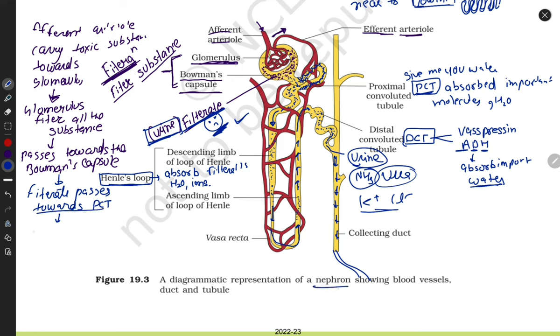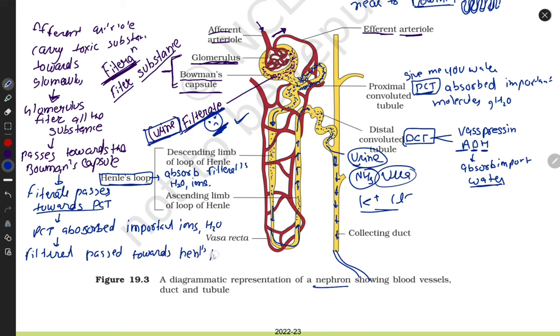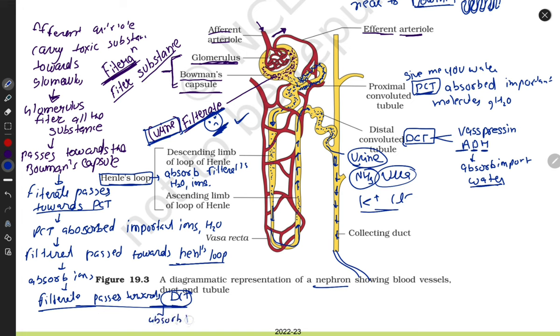Filtrate passes towards the PCT, and PCT absorbs important ions and water molecules. Then the filtrate passes towards Henle's loop. Now what will Henle's loop do? Absorb ions, and now the filtrate passes towards the DCT. And what will DCT do? Absorb water. And now urine passes towards the collecting duct and is removed from the body.